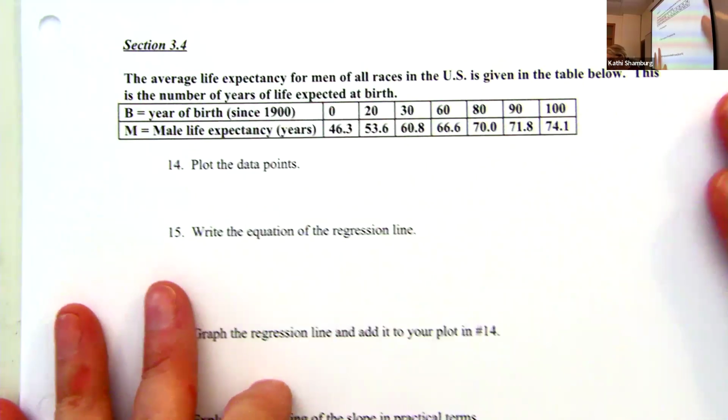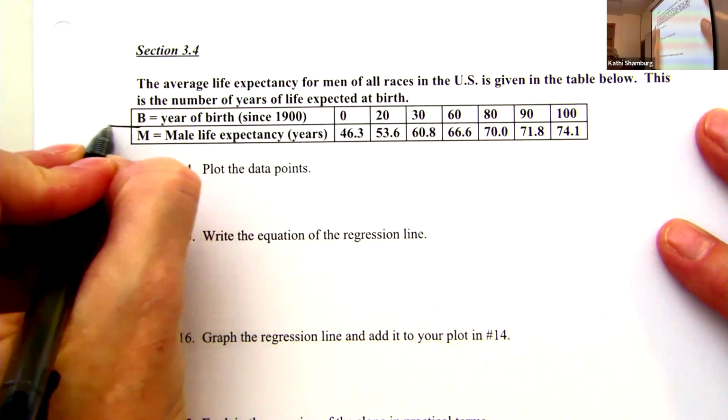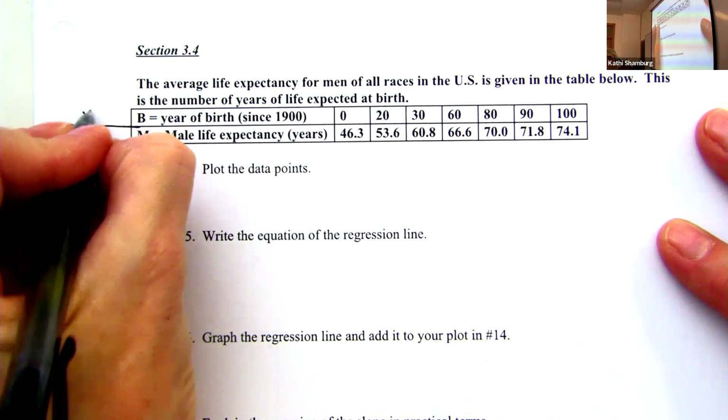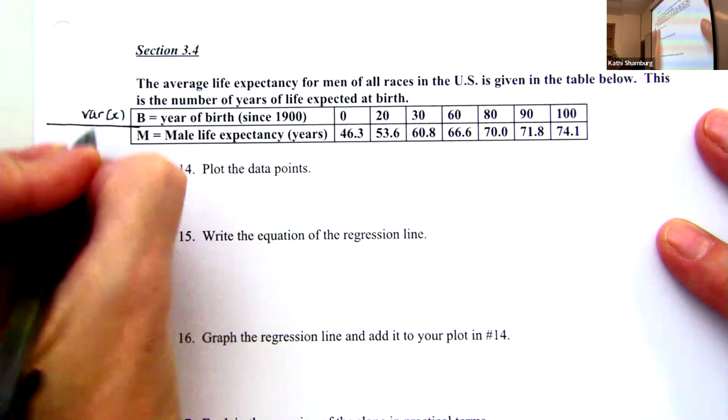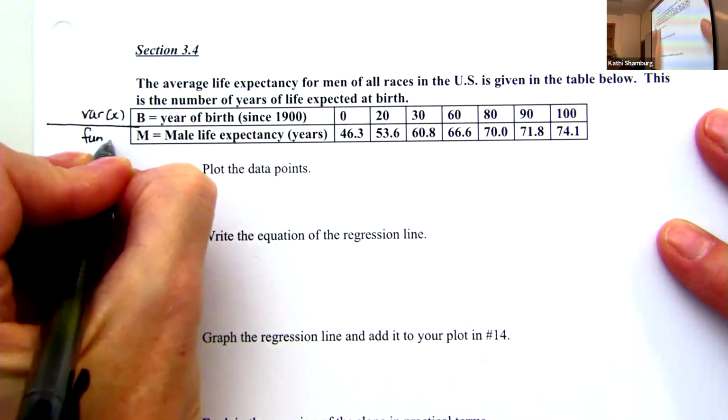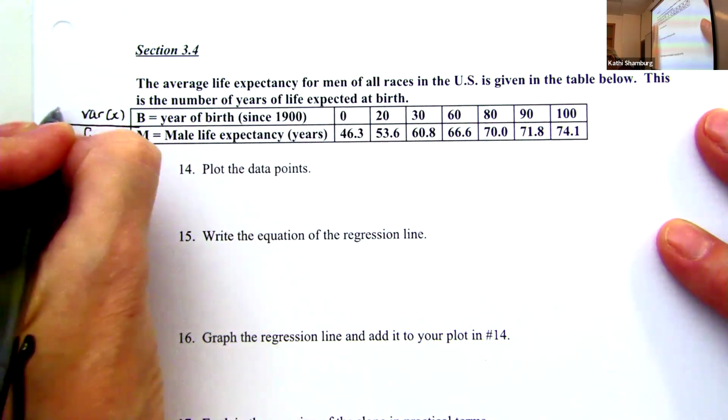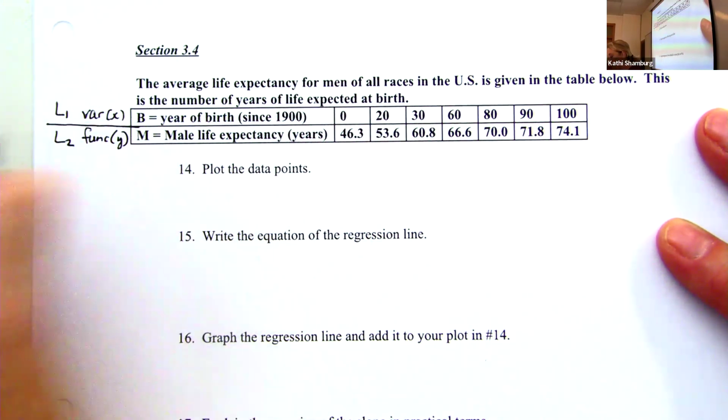All right. 3.4. All right, now we're going to be putting into our calculator. Okay. In a table, variable, this is my x. Function, this is my y. We also know this is list 1 and list 2.